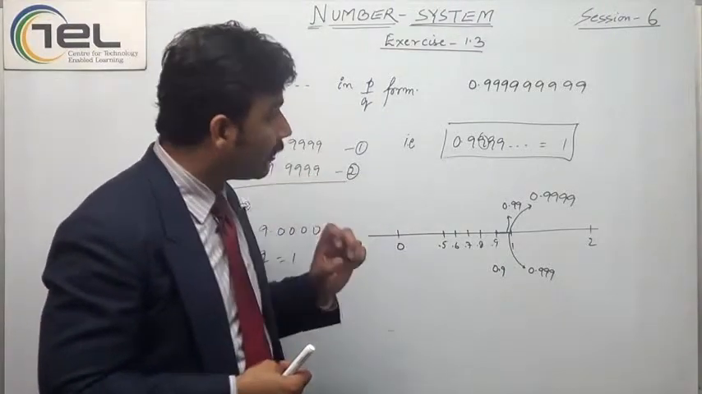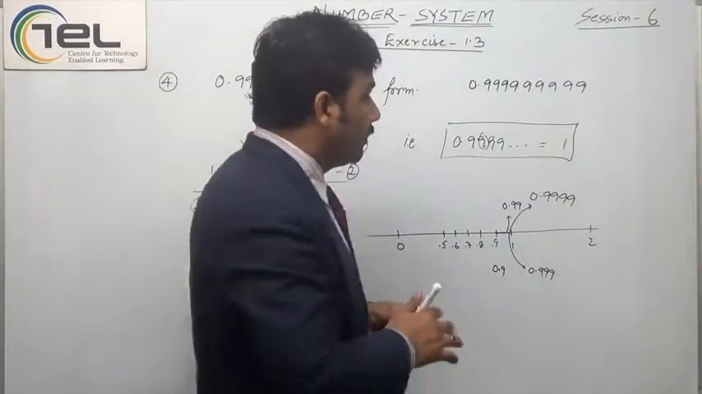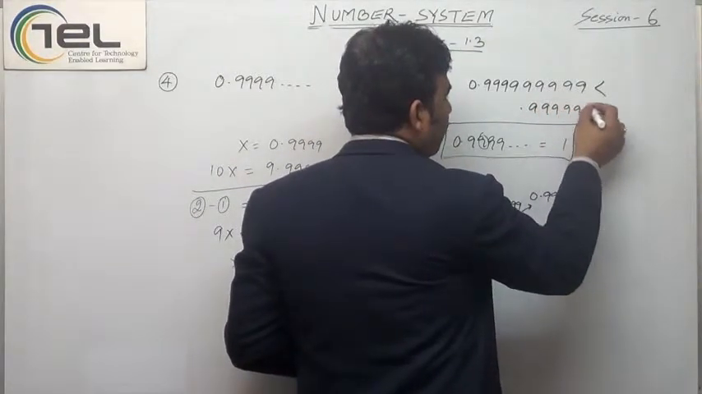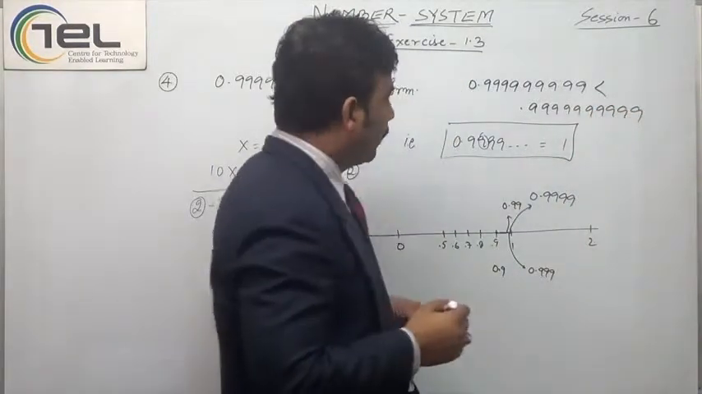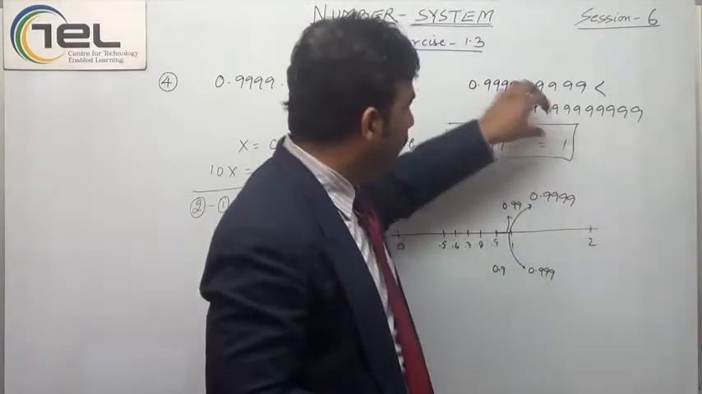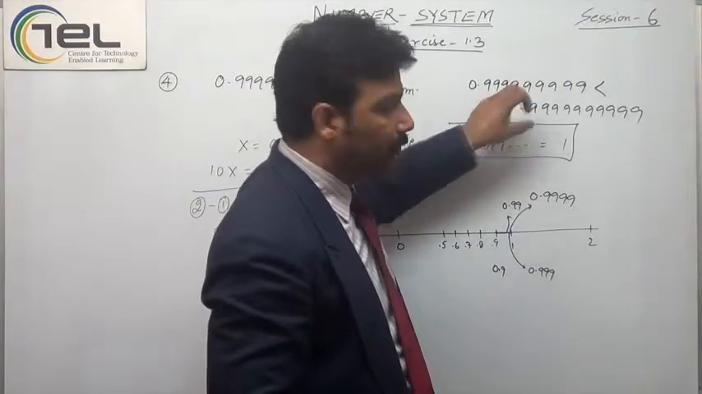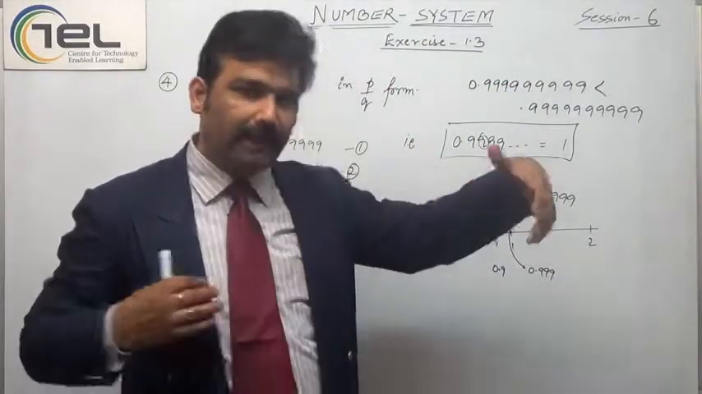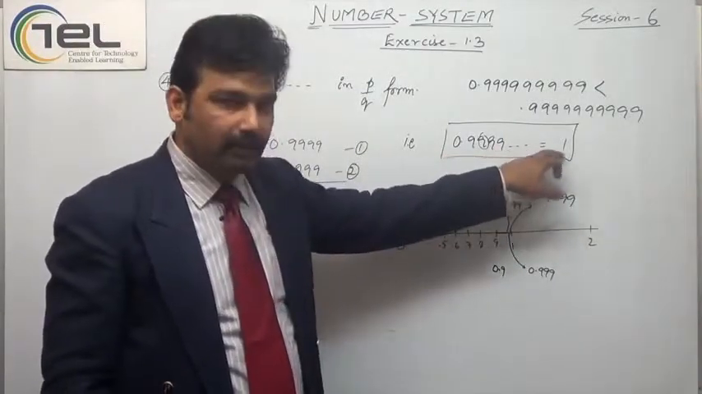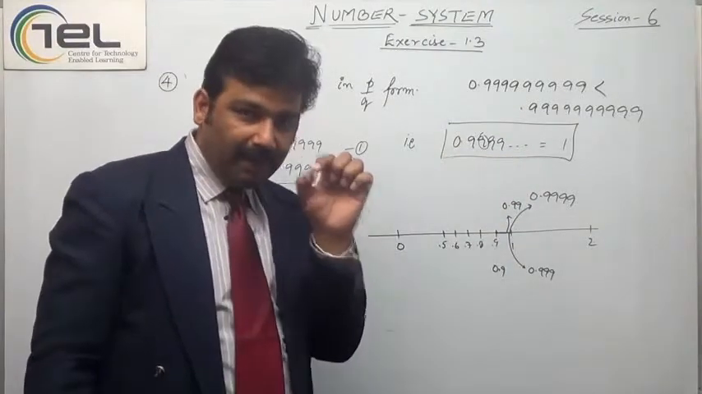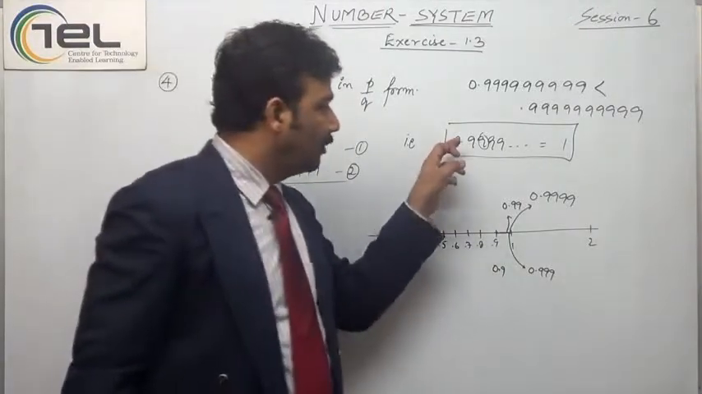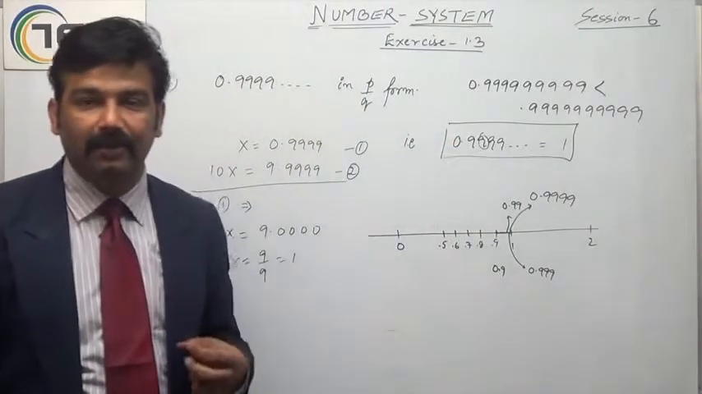What is happening here? This value is less than 0.9999999. That means this is 9 written 9 times and this is 9 written 10 times. This value is less than this value. So whenever I have an infinite number of 9s, it comes very much closer to 1. This value 1 is an approximately closer integral value of 0.9999. This is the reason why we are surprised.